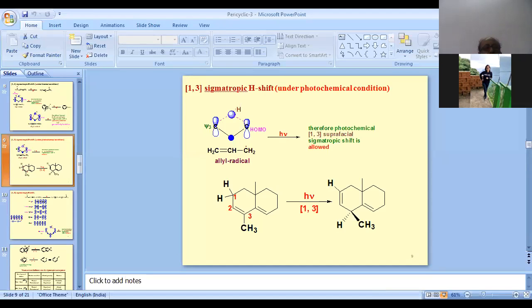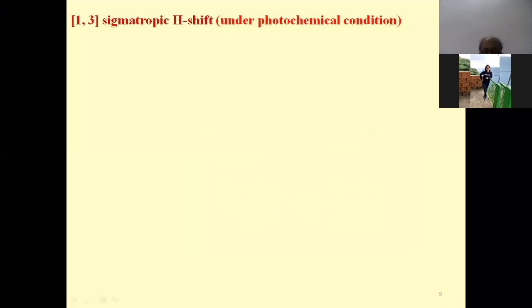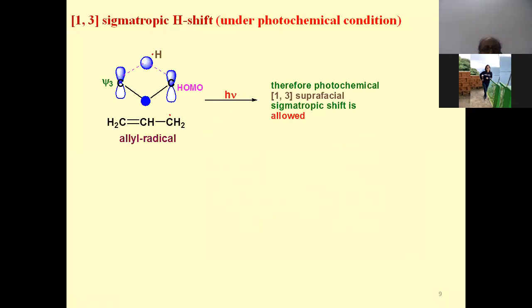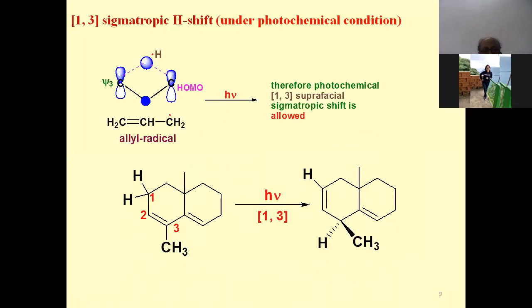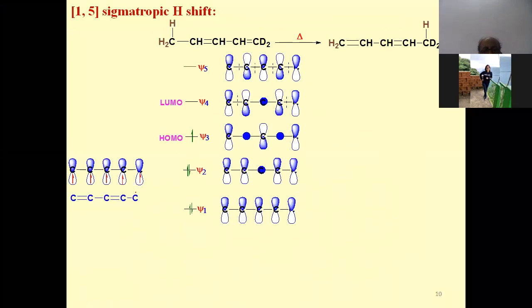Okay, so we had done the 1,3 sigmatropic shift earlier, right? So this is what happens. The 1,3 sigmatropic shift is thermally not allowed, photochemically it is allowed, and thermally it is interfacial. So we find so many examples here. Now let us discuss the 1,5 sigmatropic shift.